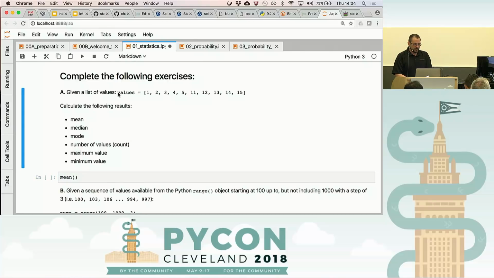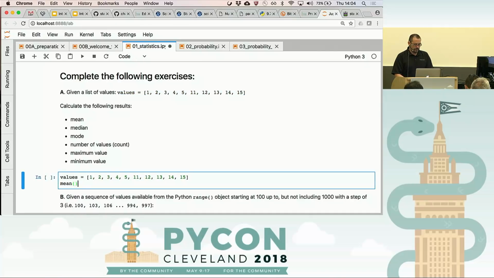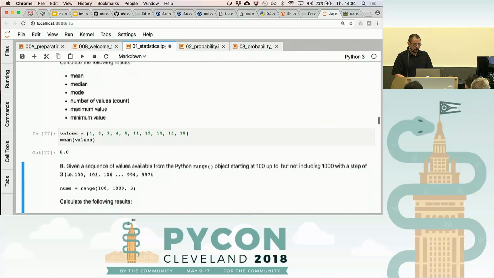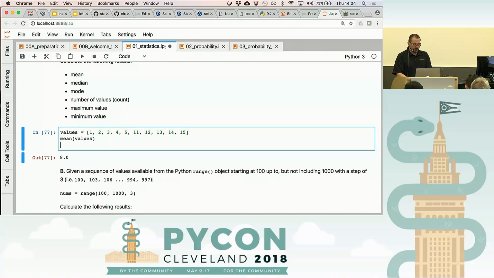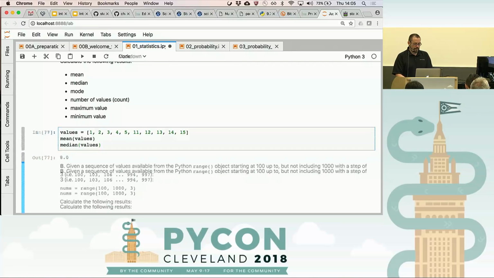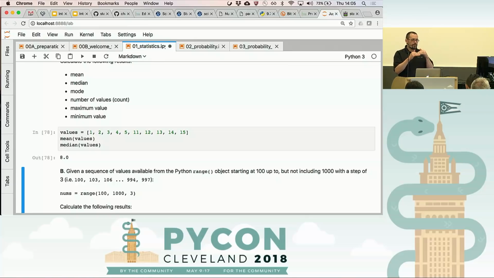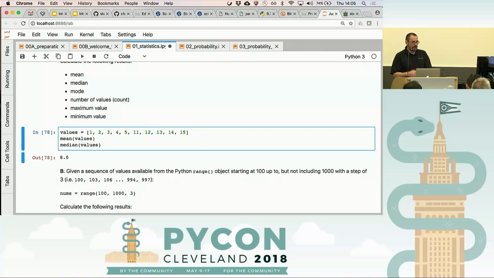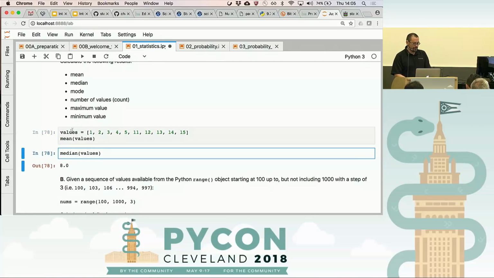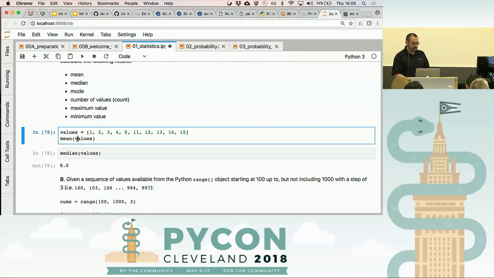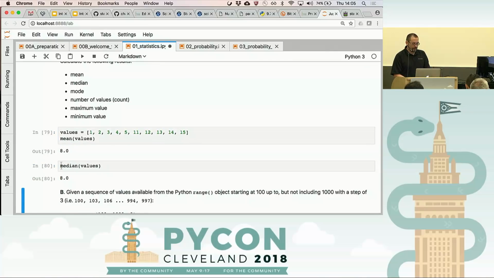Mean. Let's see. Grab some of these and say values. This was a nuance that I think Jeff had mentioned. If you have two commands in a single cell, both of the commands will run, but only the last command will display to the screen. So if you wanted to have both of these display, you have two options. You could put each of them, mean and median, in two separate cells. That works fine.